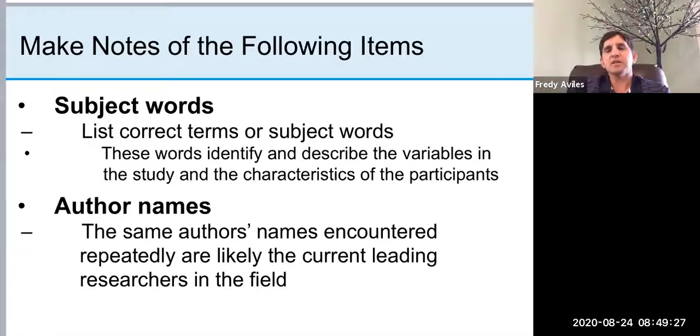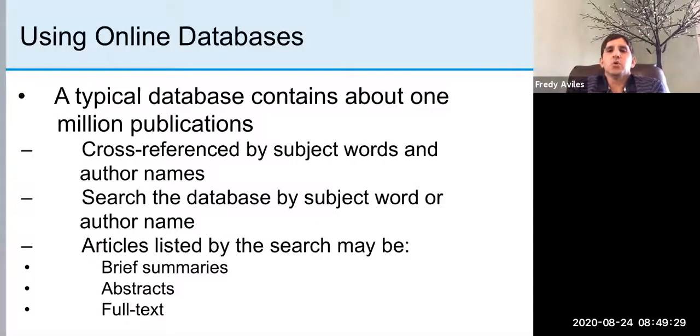All right, so now let's actually talk about how we actually do the search. You need to search these things called databases, and nowadays they're all online. Luckily for you, you don't actually have to physically go to any library. A lot of these books and articles have been scanned and put online, and these are called online databases.